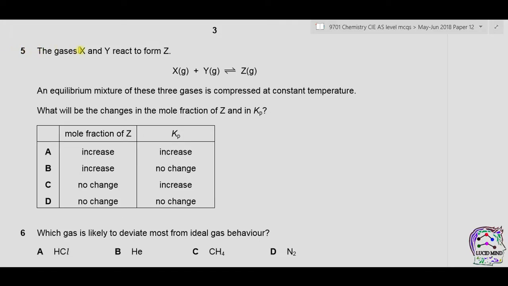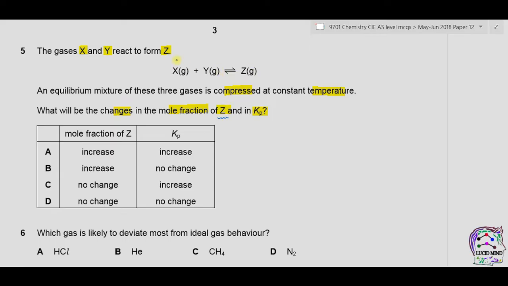Question 5. The gases X and Y react to form Z. This is the equilibrium expression. An equilibrium mixture of these three gases is compressed at constant temperature. What will be the changes in the mole fraction of Z and in Kp? Mole fraction is the portion of moles of Z in equilibrium.